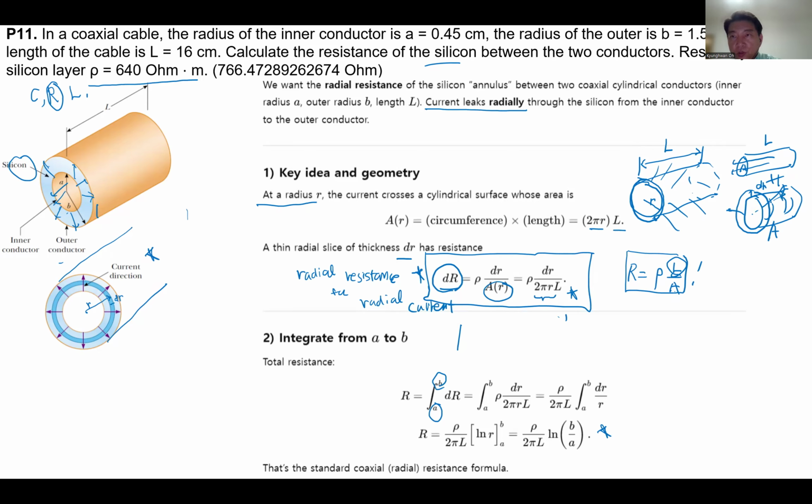Note that in the case of a conventional resistance, the length was parallel to where the currents are flowing. In this case, currents are flowing in the radial direction, so dr is the length that is related with the resistivity here. So you need to have dr, and this is a side surface area of a cylinder. That is the key thing.